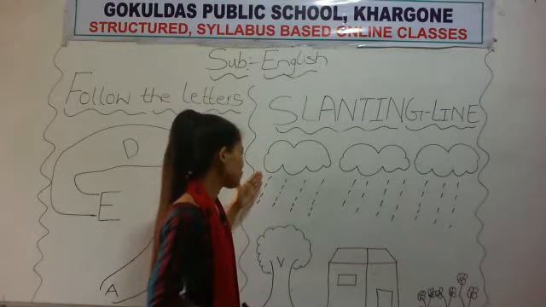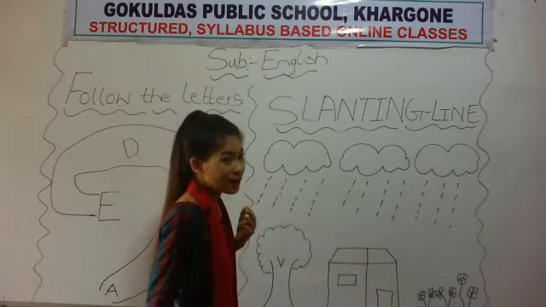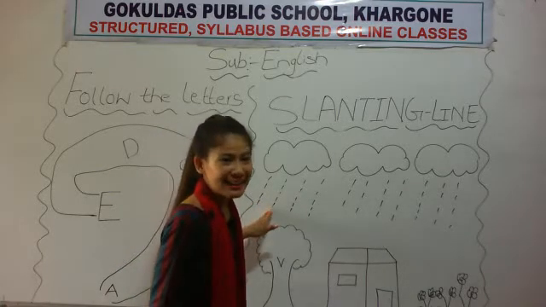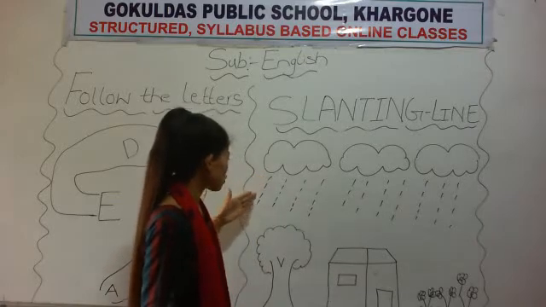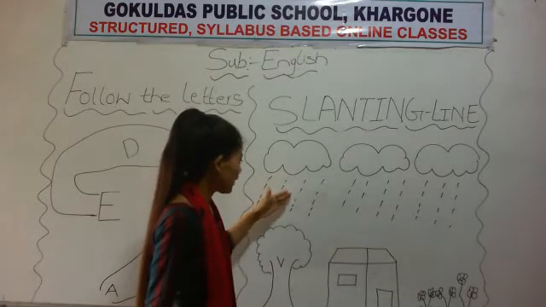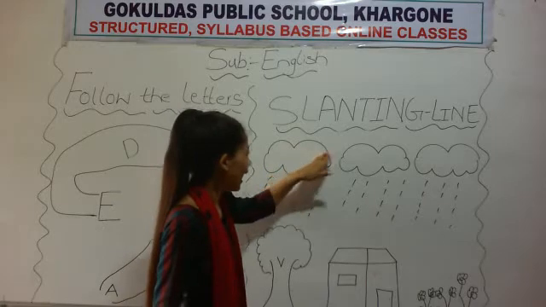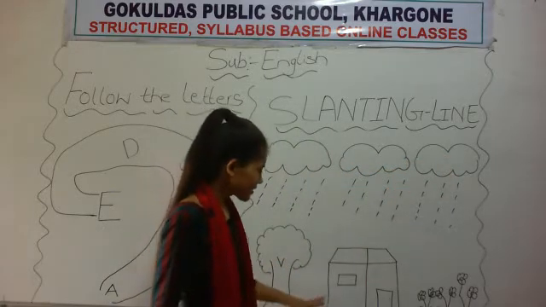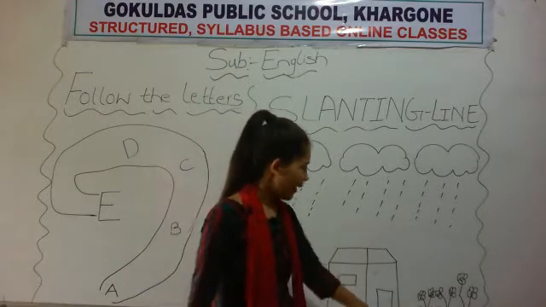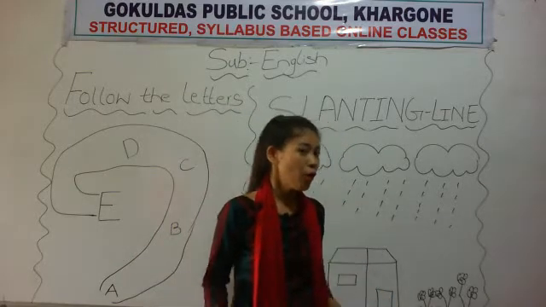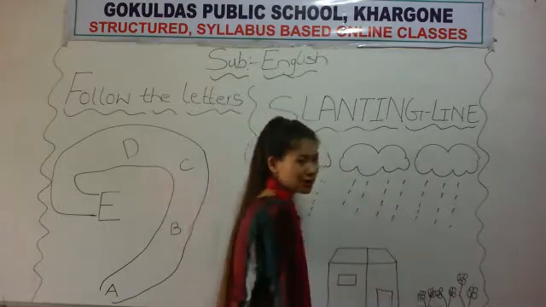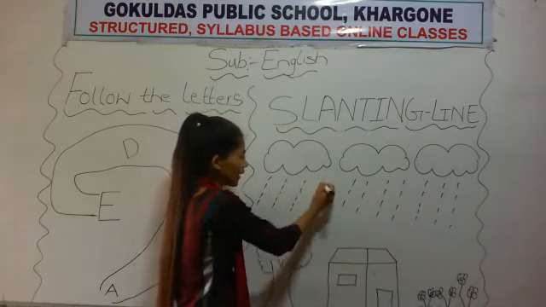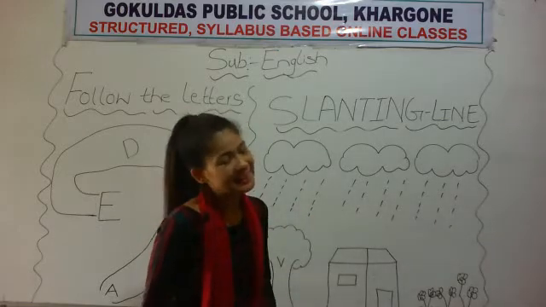So you have to join this dot and make a slanting line. Which line are we going to make now? Slanting line. See, these all are raindrops. See, this is cloud, this is tree, this is house, and this is flower. Now you will complete this picture by joining the dots and making a slanting line.